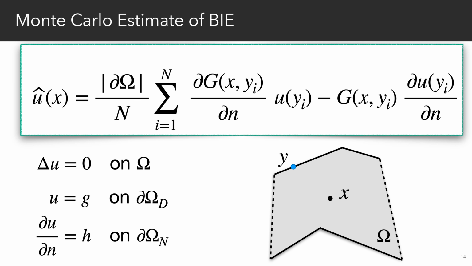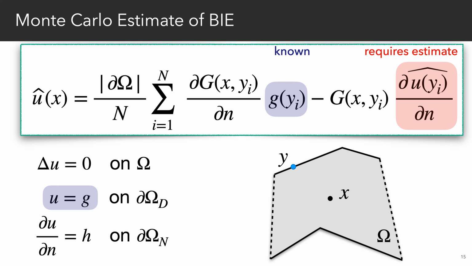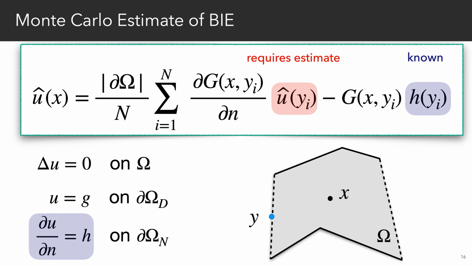Now, we obviously don't know both types of boundary data, so we have to estimate them. Boundary samples that are on the Dirichlet part of the boundary can directly use the known Dirichlet values, but require estimation of the unknown Neumann values. Boundary samples that are on the Neumann part of the boundary can directly use the known Neumann values and require estimation of the unknown Dirichlet values.